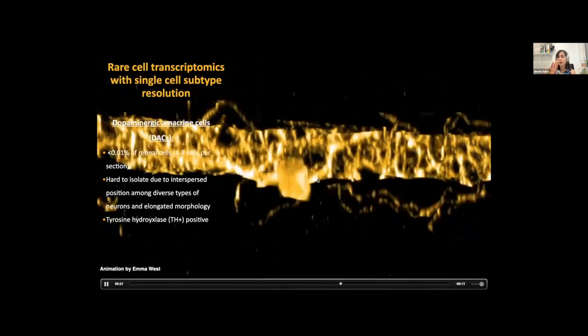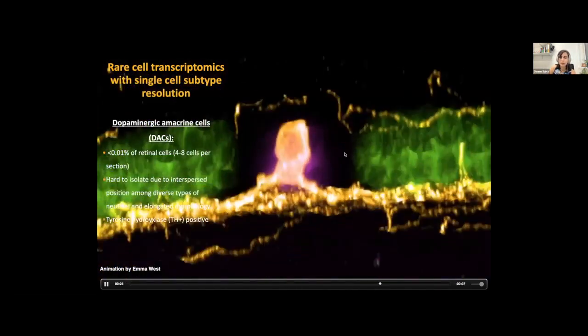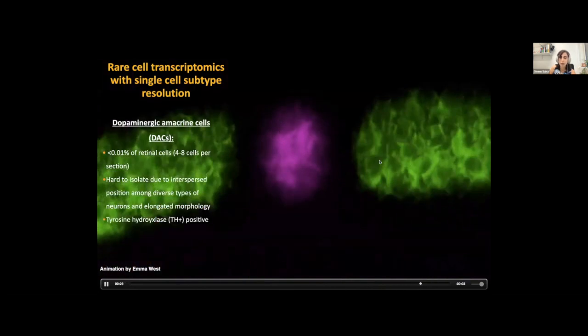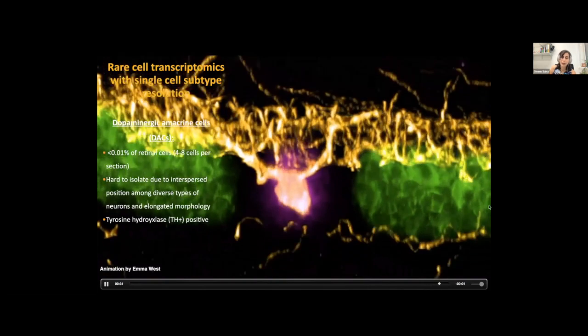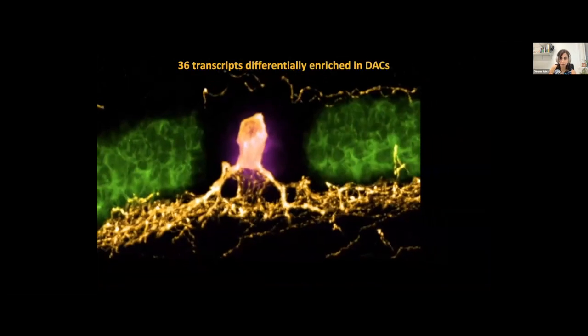We have also labeled all the nearby cells in green here. So these are a mixed population of amacrine cells. This is the target cell group. And to be able to get the background of the general amacrine cell population, so we can find the transcripts that are differentially enriched in just the dopaminergic ones, we have 2 different barcodes that we are comparing afterwards as well.